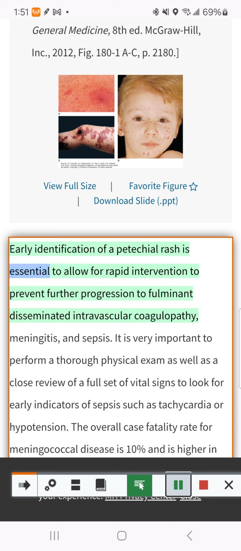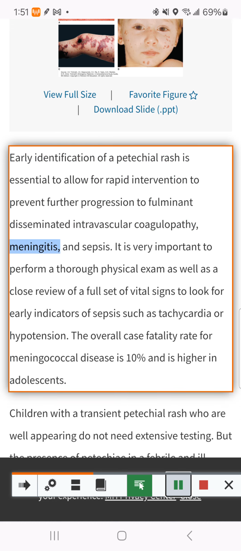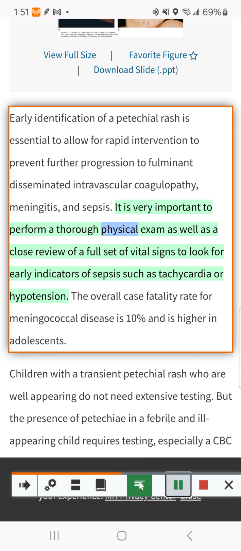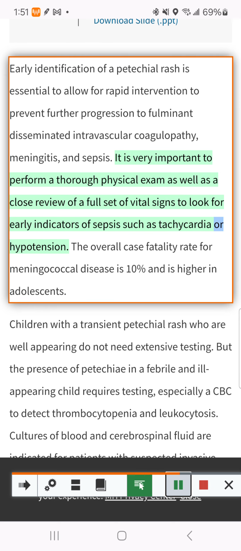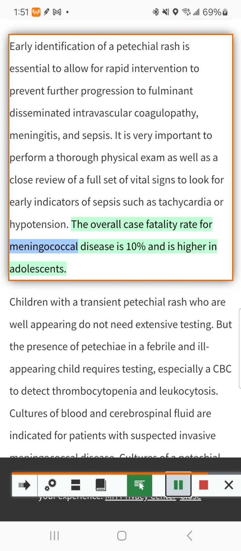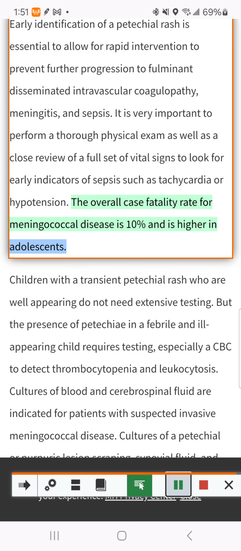Early identification of a petechial rash is essential to allow for rapid intervention to prevent further progression to fulminant disseminated intravascular coagulopathy, meningitis, and sepsis. It is very important to perform a thorough physical exam as well as a close review of a full set of vital signs to look for early indicators of sepsis such as tachycardia or hypotension. The overall case fatality rate for meningococcal disease is 10% and is higher in adolescents.